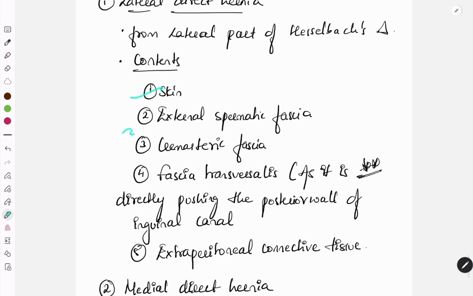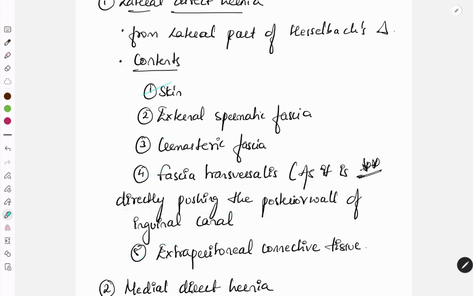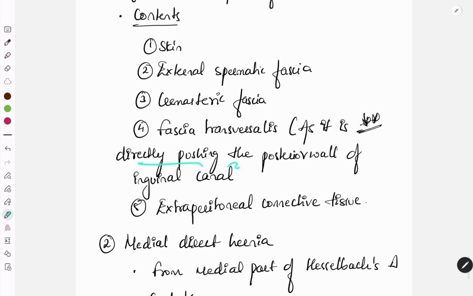It comes from the lateral part of the Hasselbalch's triangle. Its contents will be skin, external spermatic fascia, cremasteric fascia, and fascia transversalis, as it is directly pushing the posterior wall of the inguinal canal, and then the extraperitoneal connective tissue. So the contents are important, you need to remember them.